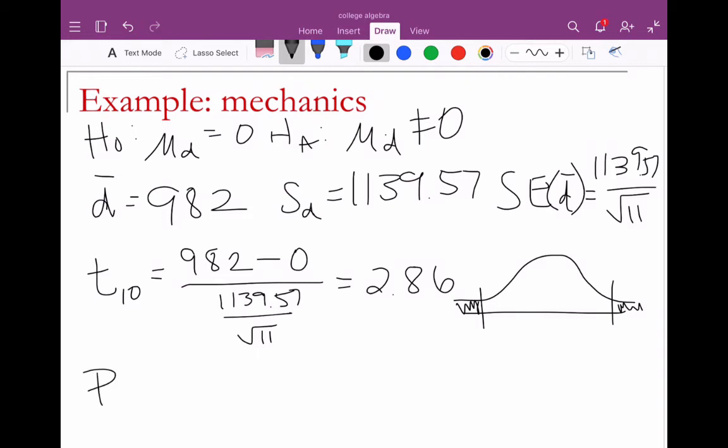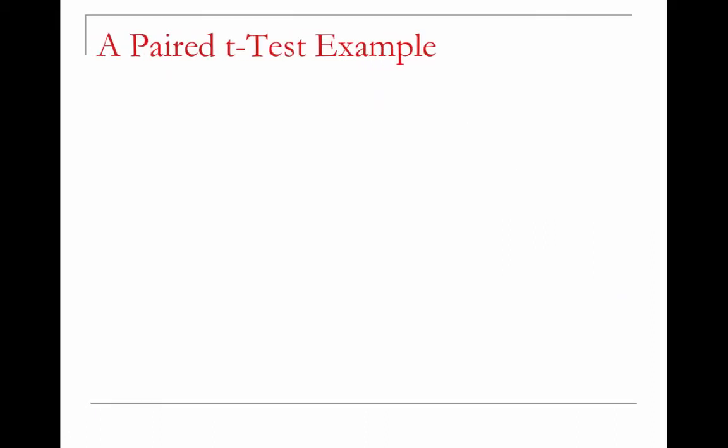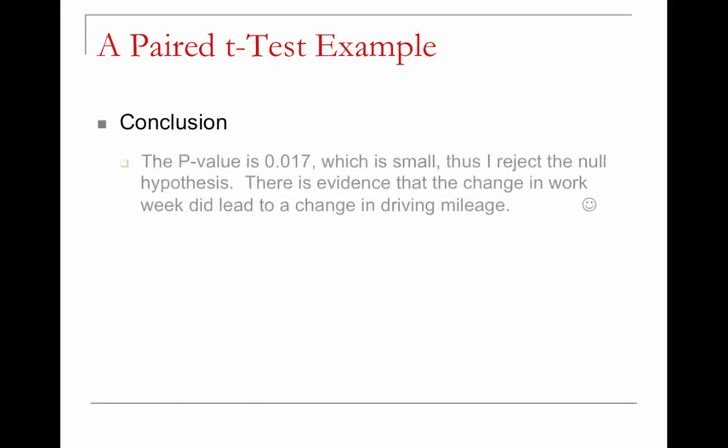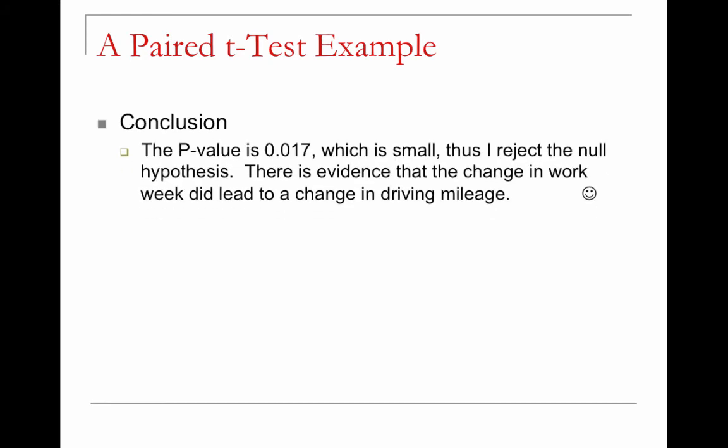So that gives me a p-value of 0.017. Because that's small, I'll end up rejecting my null hypothesis. So in conclusion, the p-value is 0.017, which is small. Thus, I reject the null hypothesis. There is evidence that a change in work week did lead to a change in driving mileage.